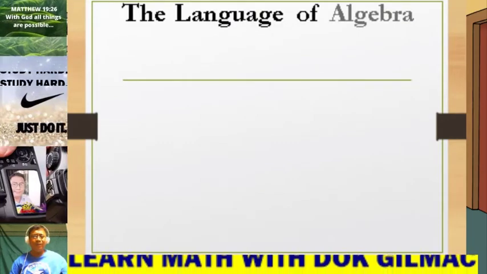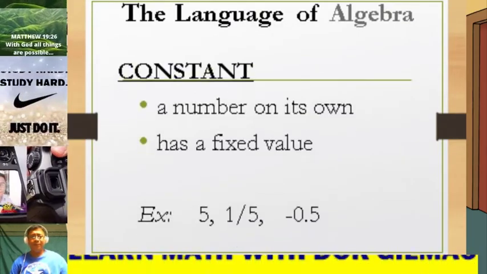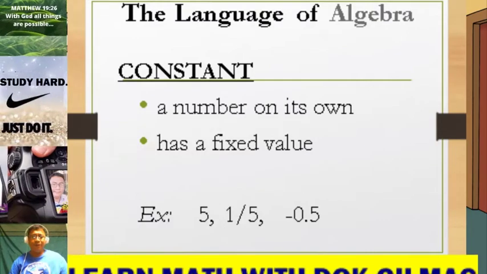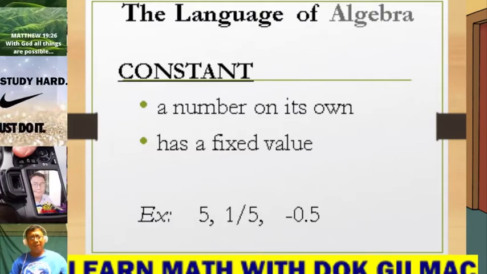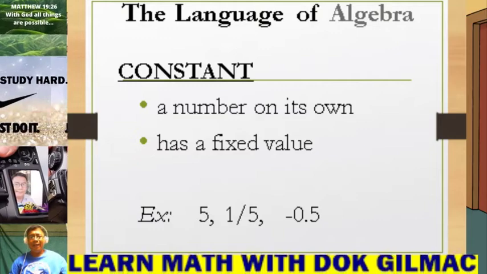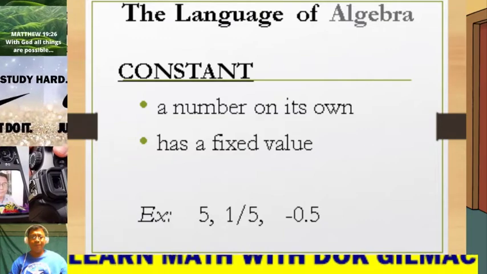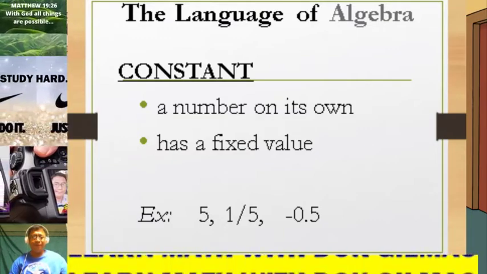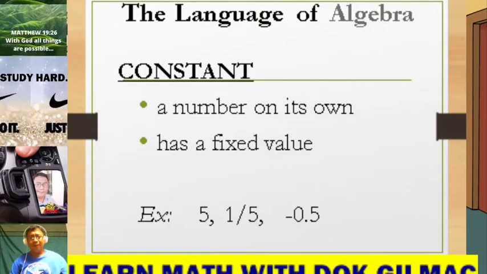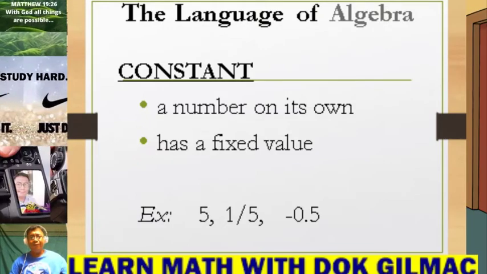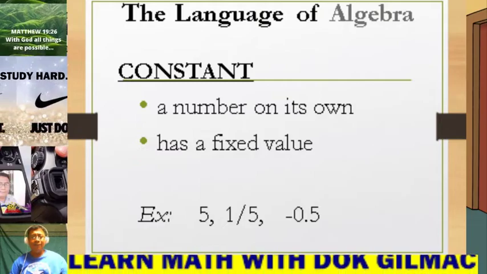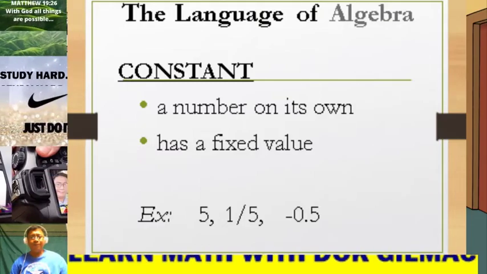Consider the language of algebra. We have here the constant. When we talk about the constant, it is a number on its own, and it has a fixed value. For example, 5, 1/5, and negative 0.5.